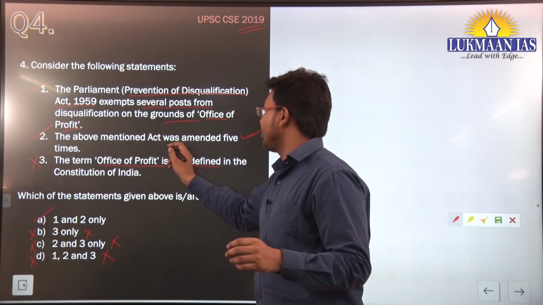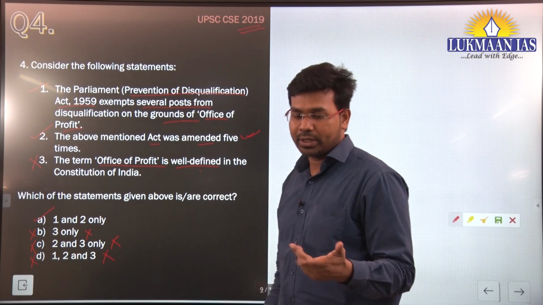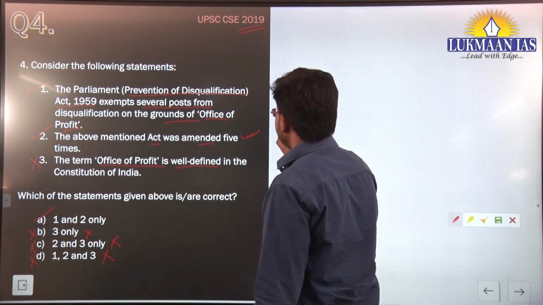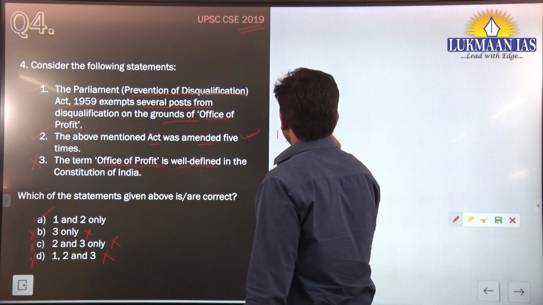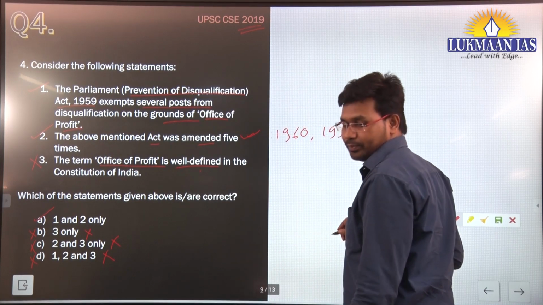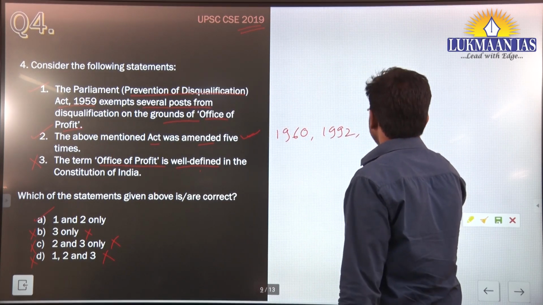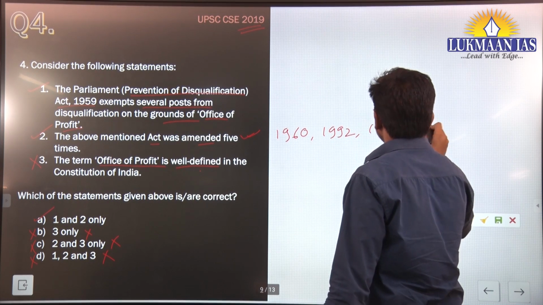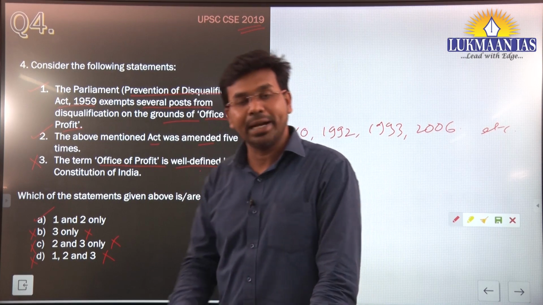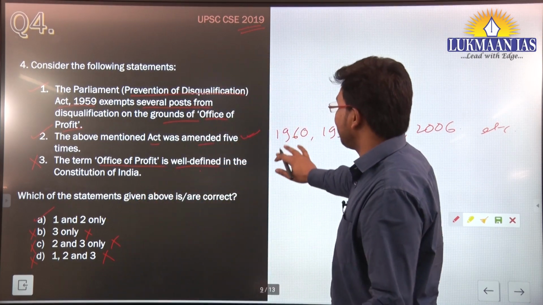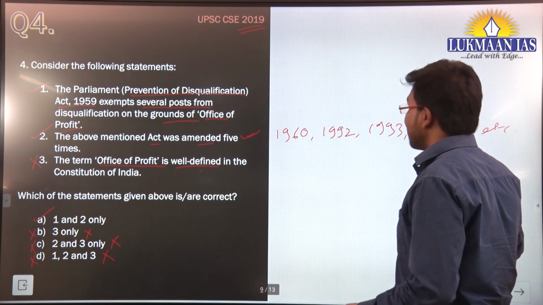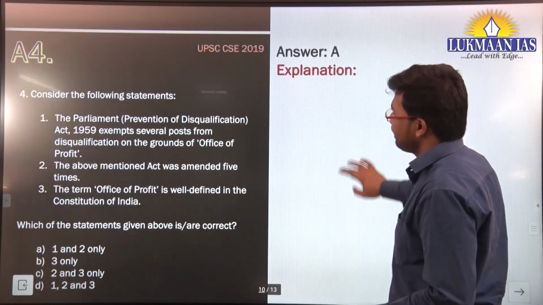And the above mentioned act was amended 5 times. This particular act was amended in 1960, 1992, 1993, 2006, and so on. It was actually amended 5 times. Having understood this, now let us take the next question for the day.